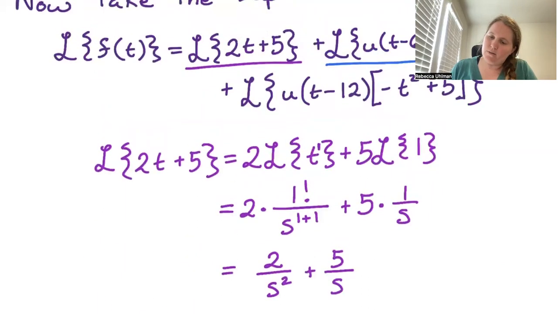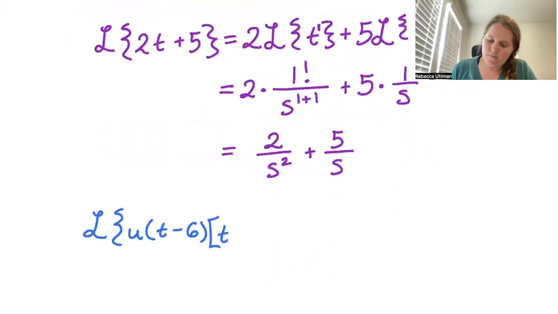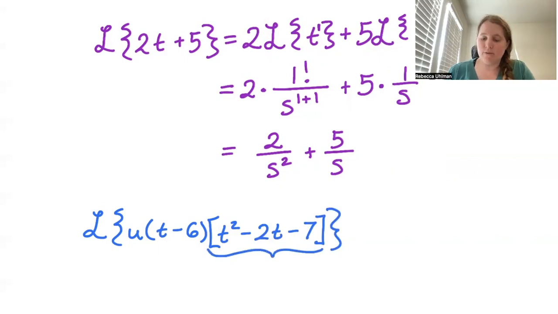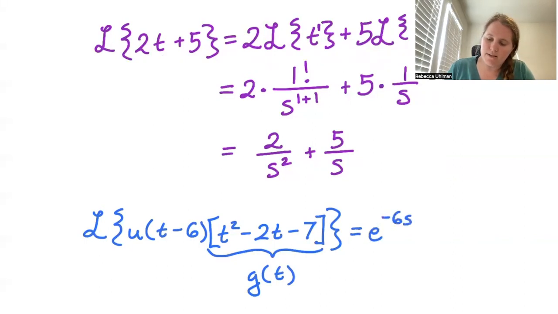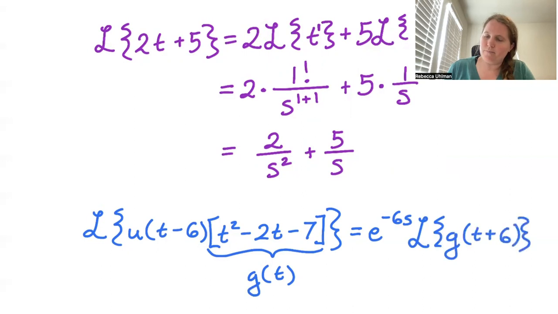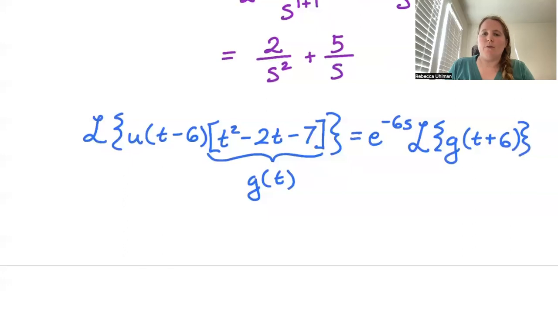So we have u of t minus 6 times t squared minus 2t minus 7. We're going to go ahead and call that t squared minus 2t minus 7 g of t. And so we know that this Laplace transform should be equal to, our tau here is 6, so we should have e to the negative 6s times the Laplace transform of g of t plus 6. So now we need to figure out what is g of t plus 6.